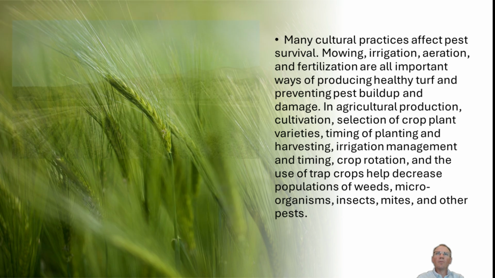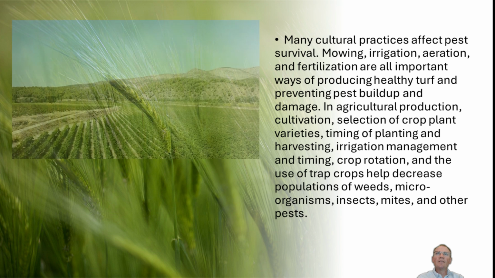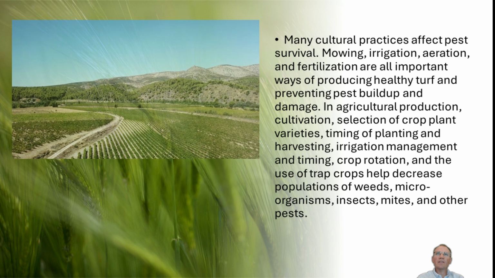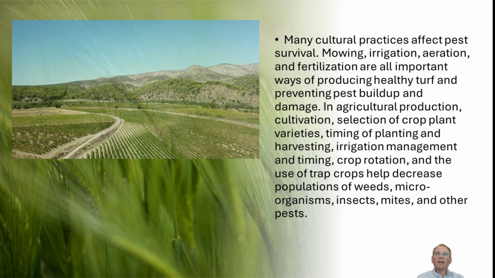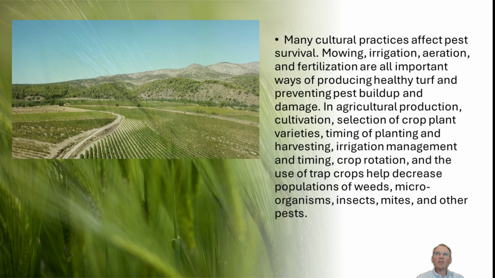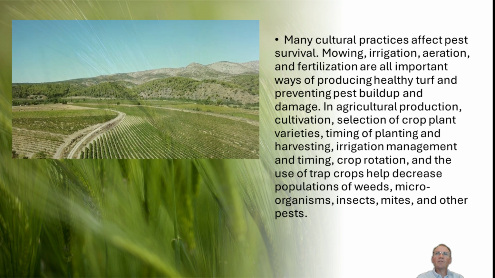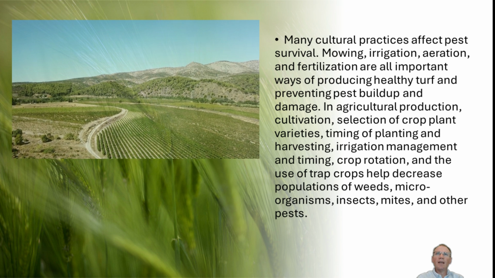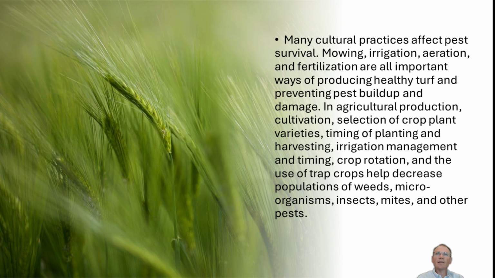In agricultural production, cultivation, selection of crop plant varieties, timing of planting and harvesting, irrigation management and timing, crop rotation, and the use of trap crops help reduce populations of weeds, microorganisms, insects, mites, and other pests.